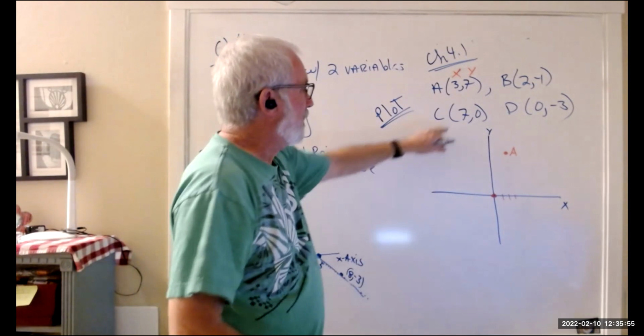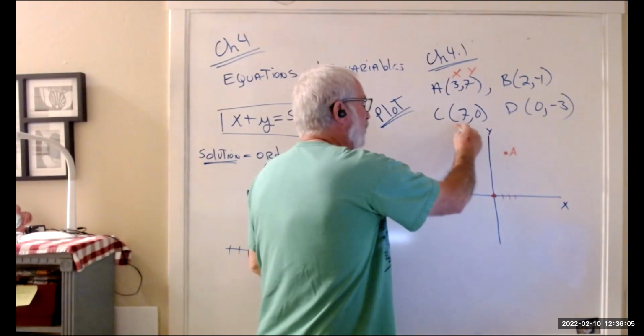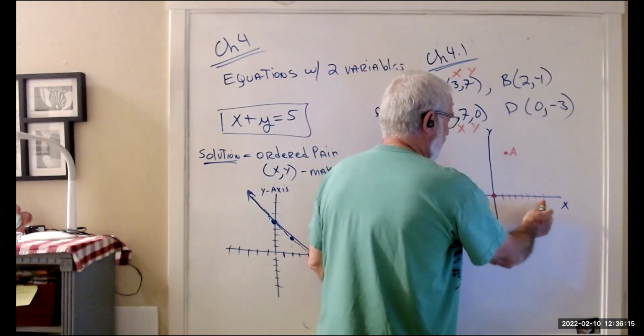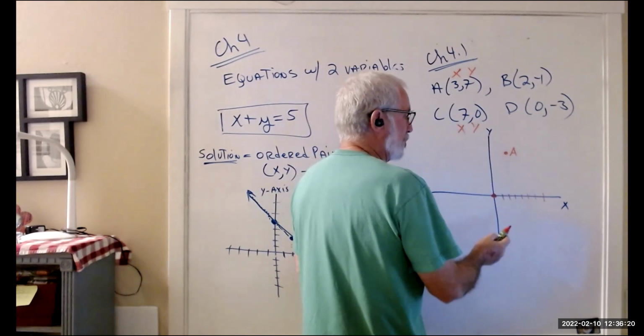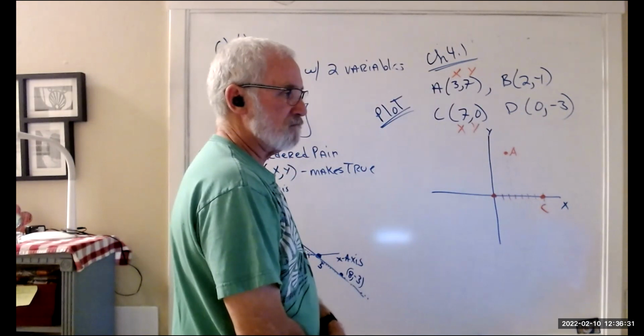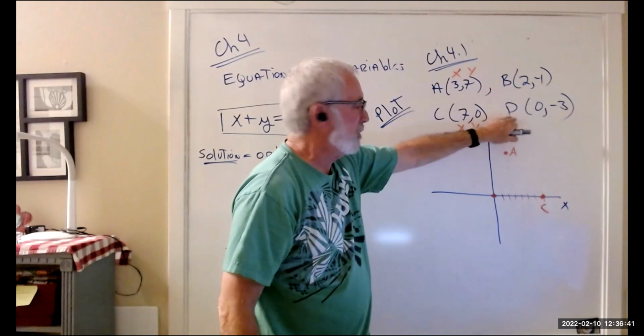Okay. What about 7, 0? That always confuses people. 7, 0. Well, remember, the first number is X, the second number is Y. So it says on the X, go 7. 1, 2, 3, 4, 5, 6, 7. Okay. And on the Y, go no place. Don't move off of this. So this would be C. That okay with everybody? Okay. See if you can just in your mind picture where would point B be and where would point D be placed.